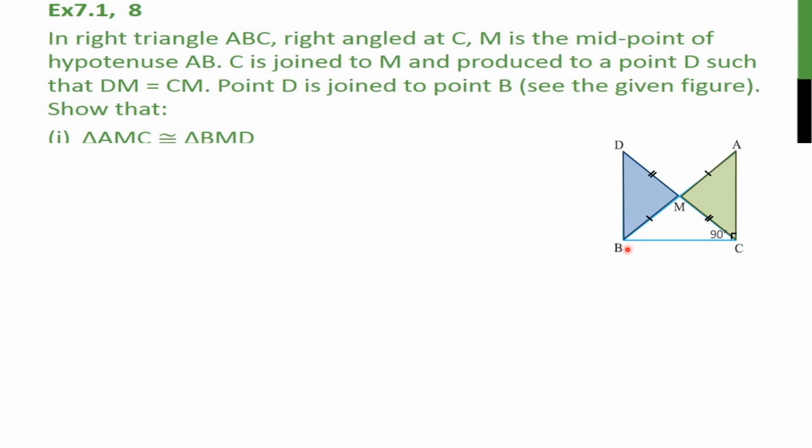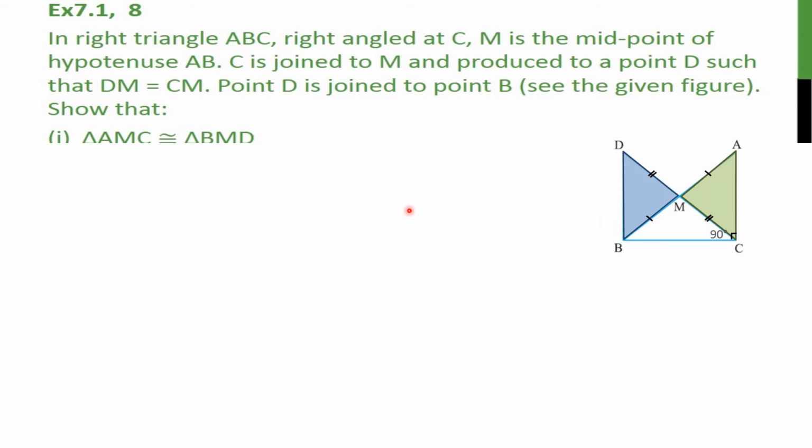By CPCT, you can say AB is equal to CD. But when AB is equal to CD, then we can divide these two by 2. So half of AB will be equal to half of CD. But what is half of CD? Half of CD can be written as CM. Therefore, the fourth condition is also proved. CM is equal to half of AB. So step by step, if you are going to prove, it is very easy for you.